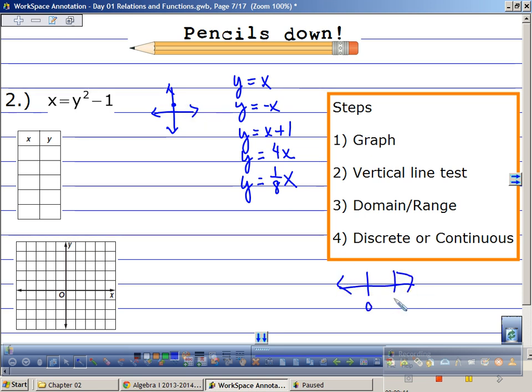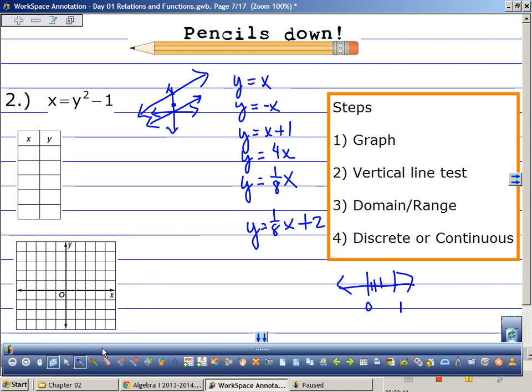Like if this is 1, this is 0, and this is 1, as the fractions get larger, here's a half, a fourth, an eighth, right? Isn't it getting closer and closer to 0? So if you put that in front of that X, your line is also going to get closer and closer to 0, 0 being right here, right? So what about Y equals 1/8 of X plus 2? It would be this line only shifted up 2. Okay, those are parent graphs and behavior of graphs.